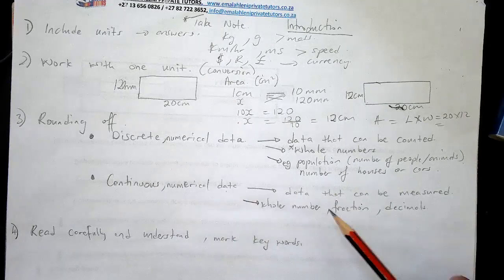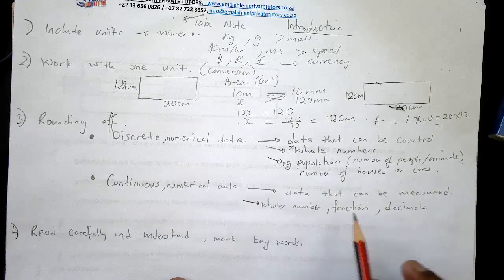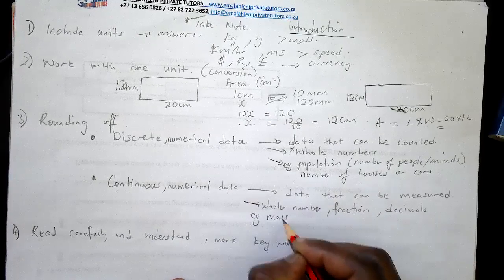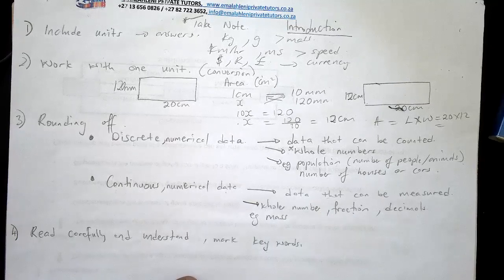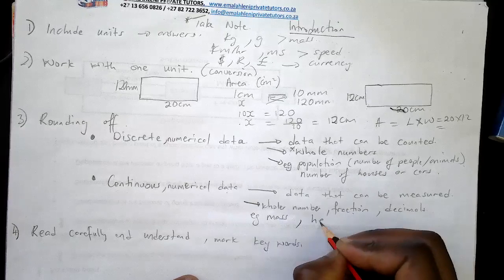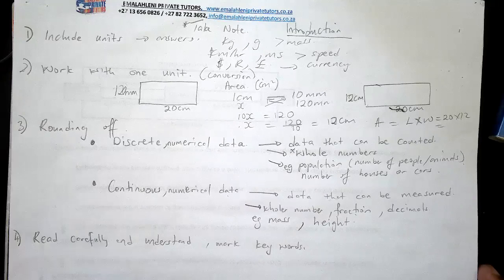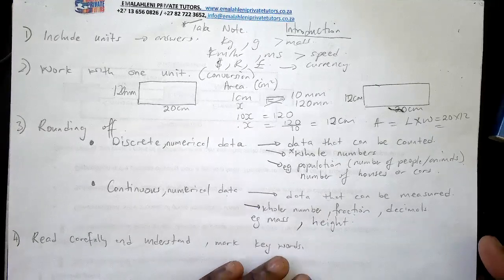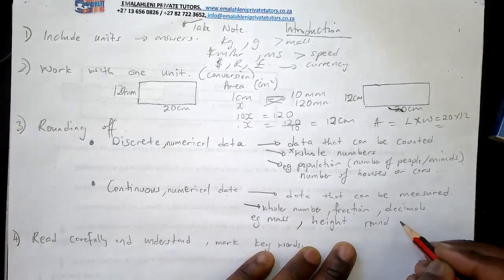Continuous data can be measured, and the data can exist as a whole number, fraction, or decimal. This includes mass. That's why you can have 2 kg, we can have 2,5, we can have 12,5 millimole of mass. Or also height. These are continuous data, and we can round off our answer.